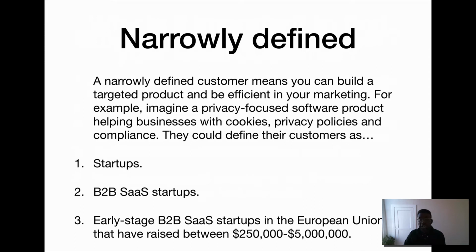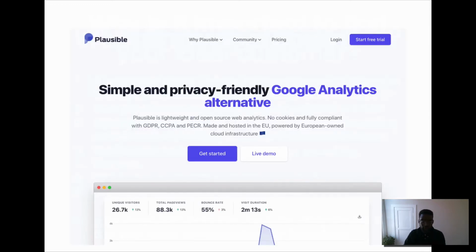Now, the ideal customer is narrowly defined. Let's go through these. Narrowly defined. So this is best explained with an example, actually. Let's say you're creating a software product that helps people with their analytics, privacy, cookies, compliance, something along those lines. Now, you can start off by just focusing on startups. That's better than all businesses. You can be more specific and say B2B SaaS startups, or you can be even more specific and say early stage B2B SaaS startups in the European Union that have raised between $250,000 and $5 million. With that kind of specificity, you can target your marketing and your product and your sales in a much more efficient way. And let's look at an example actually.